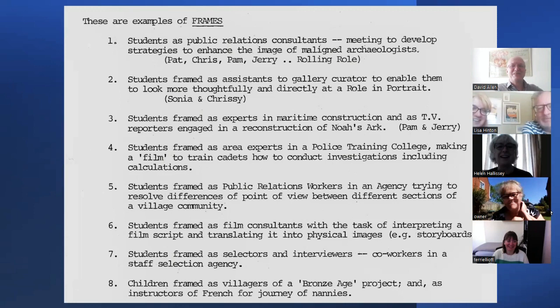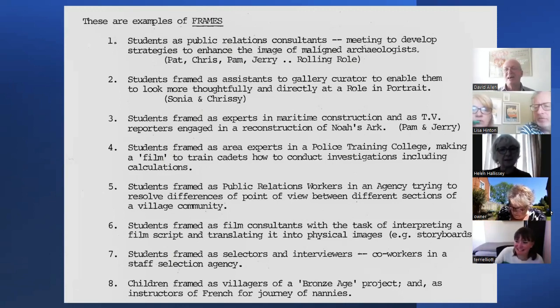Okay. Students framed as assistants to a gallery curator to enable them to look more thoughtfully and directly at a role in a portrait. So it's set up as a convention. Somebody is sitting there in costume, I guess, as a portrait, and they are assistants to the art gallery curator to enable them to look more thoughtfully and directly at a role in a portrait. Would that be critic? I think that's a point to Terry's team. Yes. Good, Terry.